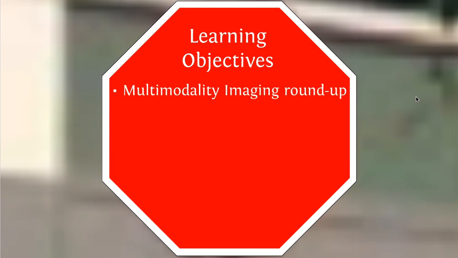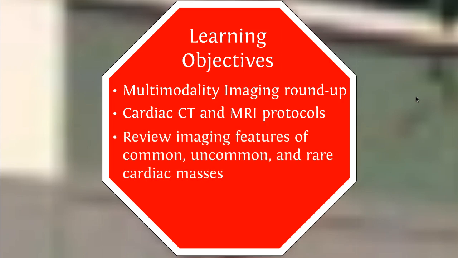So learning objectives: we're going to look at all the different imaging modalities that are used for cardiac masses, look at pros and cons. We'll review some of the cardiac CT and cardiac MRI protocols. And then we'll review imaging features of common, uncommon, and just one of the rare cardiac masses.